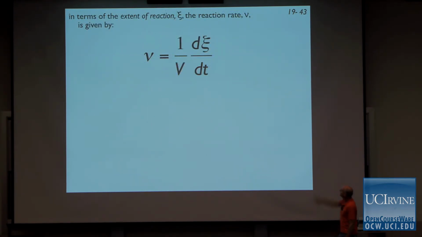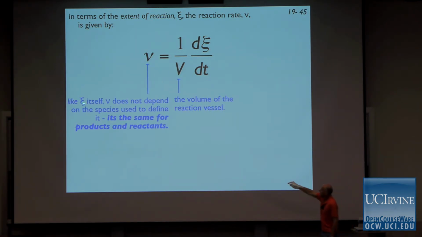Okay. Now, in terms of the extent of the reaction, the rate is given by this equation right here. What is this? This is the volume of the reaction vessel. And this is the change in the extent of the reaction as a function of time. Like the extent of the reaction itself, the rate of the reaction does not depend on the species used to define it. It's the same for reactants and products. The way it's defined, it has to be the same. You can define the reaction rate for any reactant and product, and you should get the same number. There's only one reaction rate.